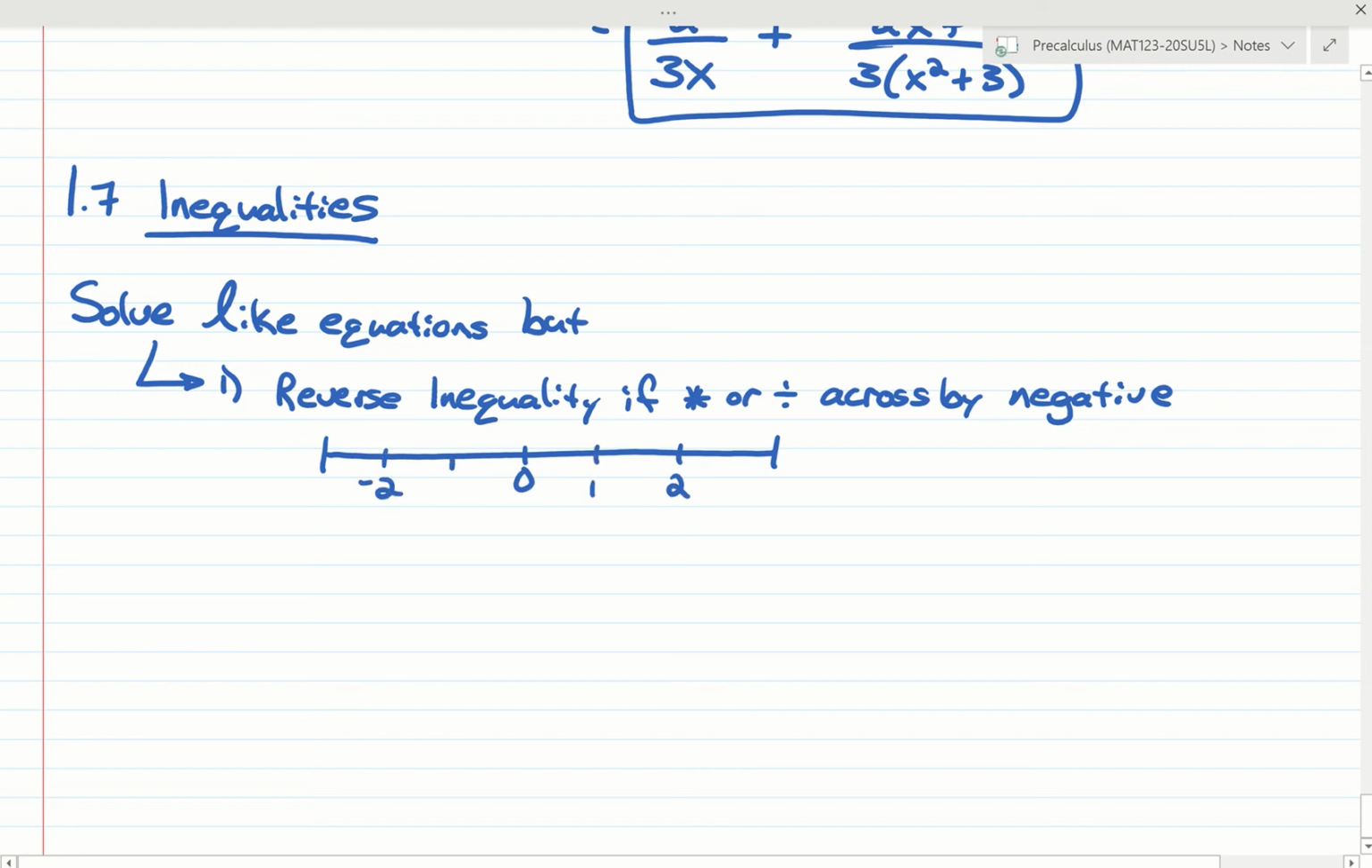Now 2 is bigger than 1, right? But if you look at the negative sides, the larger the actual number is, the smaller that value is. So if you multiply by negative 1, you can't keep that inequality because, looking at your number line, the bigger numbers are this way, right? So we get bigger as we go to the right. So whenever you multiply or divide across the inequality by a negative number, so if we multiply by negative 1 or divide by negative 1, we switch the inequality. That's why we do that.